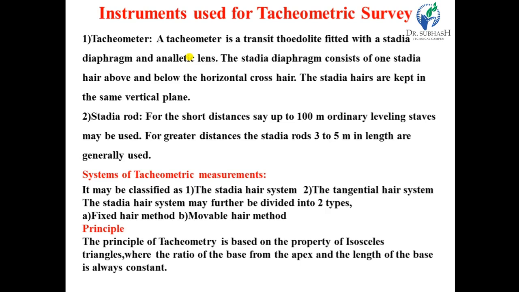Systems of tachyometric measurement. Two systems are classified for tachyometric measurement. One is the stadia hair system, second is the tangential system. The stadia hair system may further be divided into two parts, fixed hair method and movable hair method. Now we are moving to the principles of tachyometry. The principle of tachyometry is based on the property of an isosceles triangle, where the ratio of the distance of the base from the apex and the length of the base is always constant. This principle is called the isosceles triangle principle.